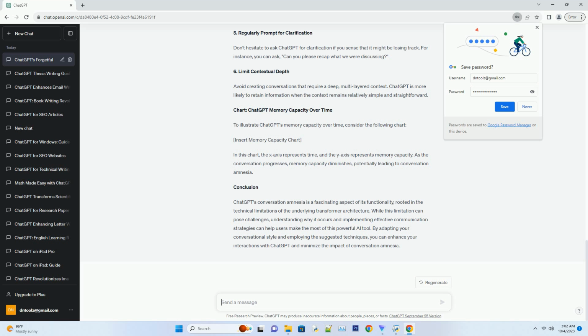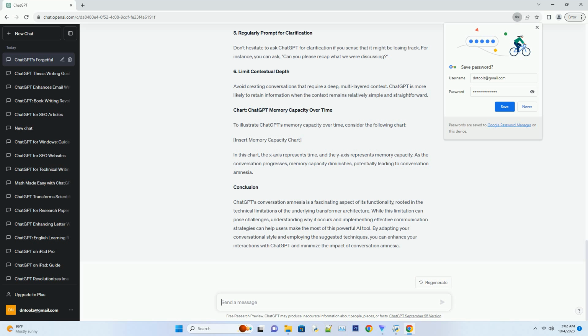Number 2. Summarize key points. Periodically summarizing the key points of the conversation can help ChatGPT retain context. You can say something like, "Let's recap what we've discussed so far," and provide a concise summary.